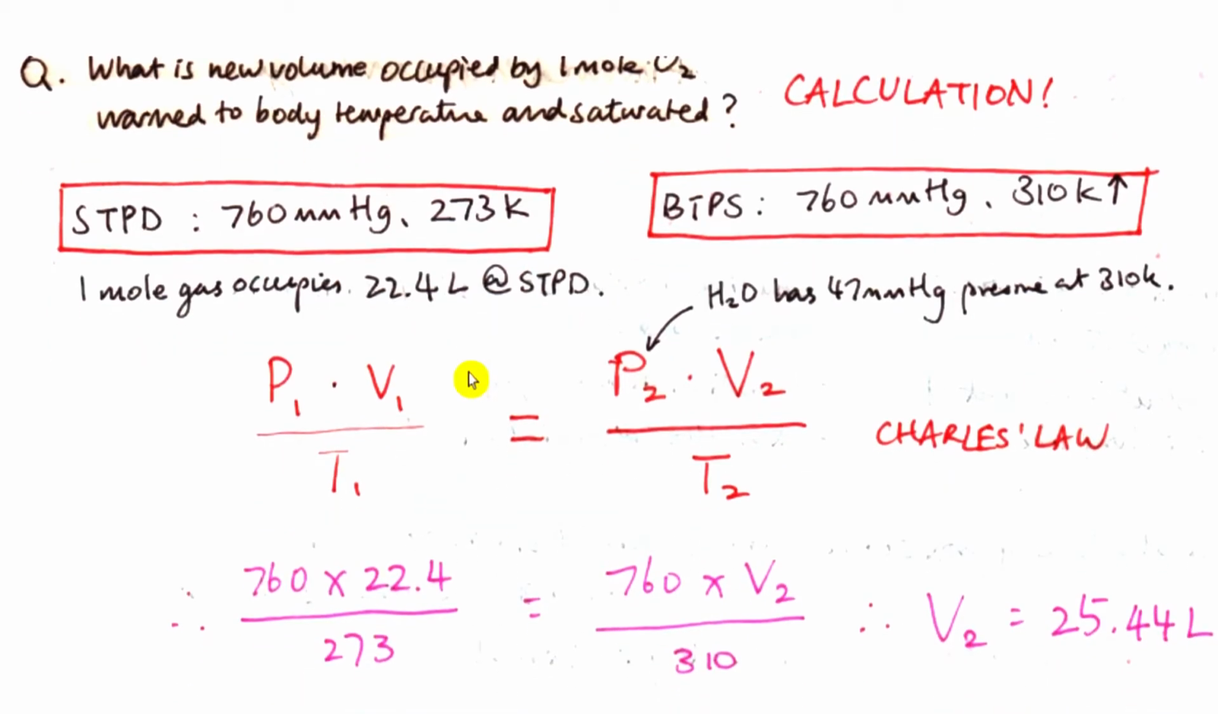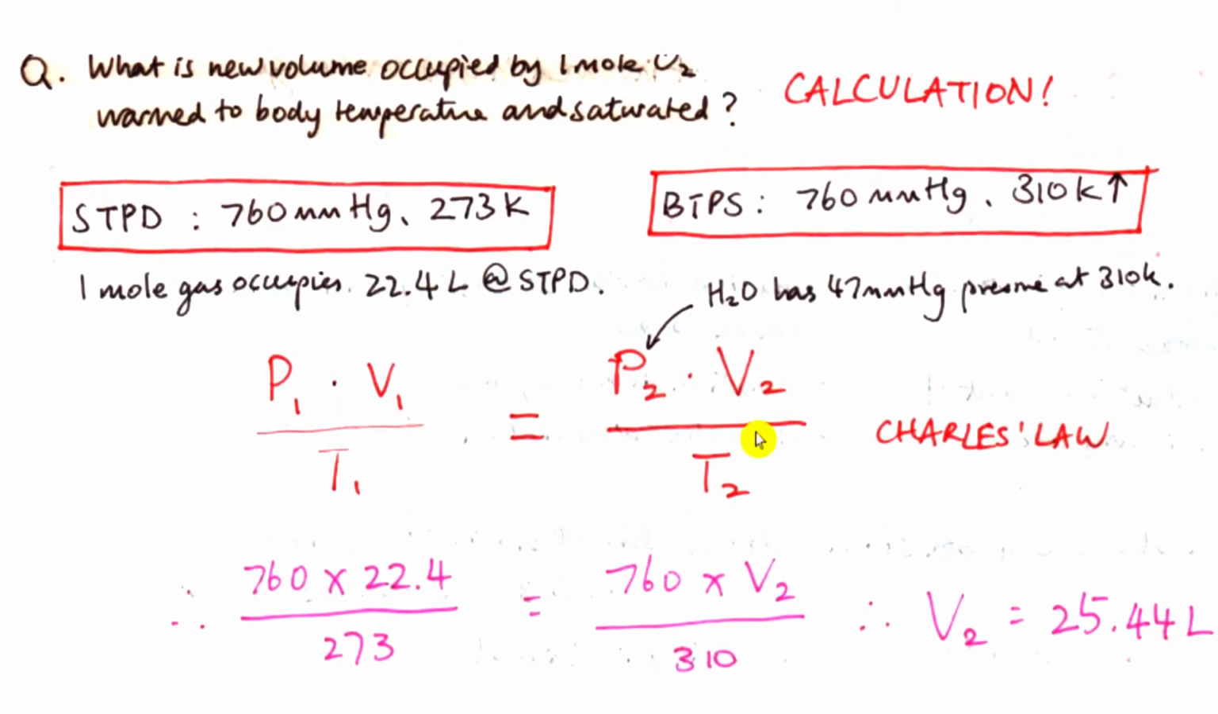And we can have a look at the equation we need to use. This is otherwise known as Charles' law, the conservation of moles, because we're comparing two gases in different environments, or one gas converted into a different environment. Standard temperature, pressure, dry is 760 millimeters of mercury and 273 Kelvin. We know that 1 mole of gas occupies 22.4 litres at standard temperature, pressure, dry. Now, BTPS is 760 millimeters of mercury again. It's saturated with water vapor, but it's at a higher temperature, so 310 Kelvin. And if we wanted to dry it, we would have to remove the 47 millimeters of mercury, so we'd get 713, but we're not looking at the dry temperature here.